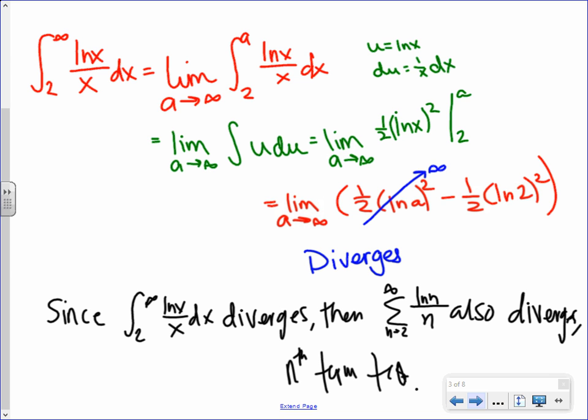Since the integral from 2 to infinity of natural log of x over x dx diverges, then the series from 2 to infinity of natural log of n over n also diverges by the integral test.